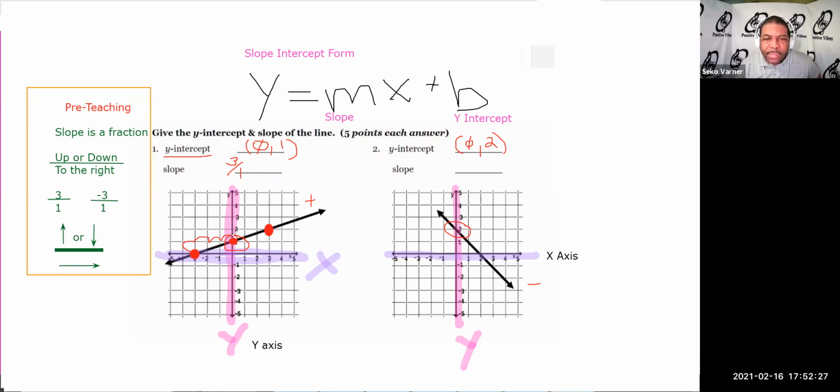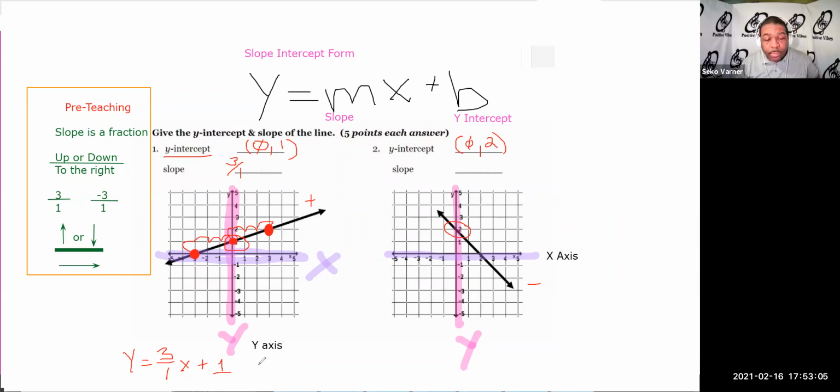1, 2, 3. And let's practice just to be sure we're right. Oh, we go up 1, 1, 2, 3. Good. So our slope is 3 over 1. And if we were putting this in slope-intercept form, then for this one, we would write y equals 3 over 1 x plus, and what's our y-intercept? The y-intercept was right there, 1.